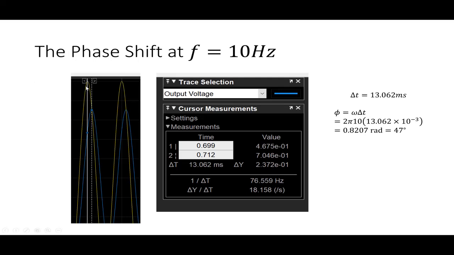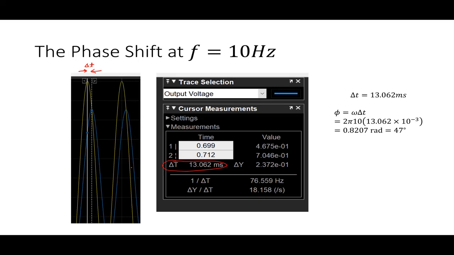What I did was put cursor 1, you can see cursor 1 right here, at the peak value, or as close as I could get to the peak value, of the yellow, the input. And I put cursor number 2 at the peak value of the blue one. So basically, what is this delta t right here? How much time elapses, and I can relate that to an angle. The cursors tell me how much of a delta t there is.